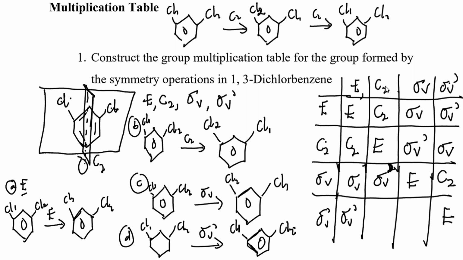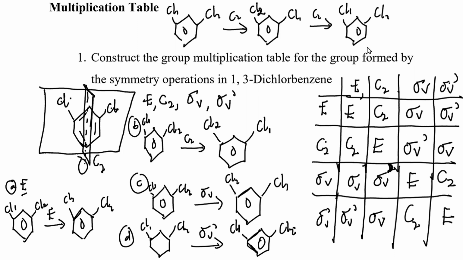Now looking at this again, C2 changes it, right? Cl2, Cl1, but sigma v prime, let's look at sigma v prime. So sigma v prime does not change it, but sigma C2 changes it. So C2 changes to Cl2, Cl1, right here, and then sigma v prime does not change it. So we are going to have sigma v prime, sigma v rather. This is sigma v. So sigma v and sigma v prime will give us C2.